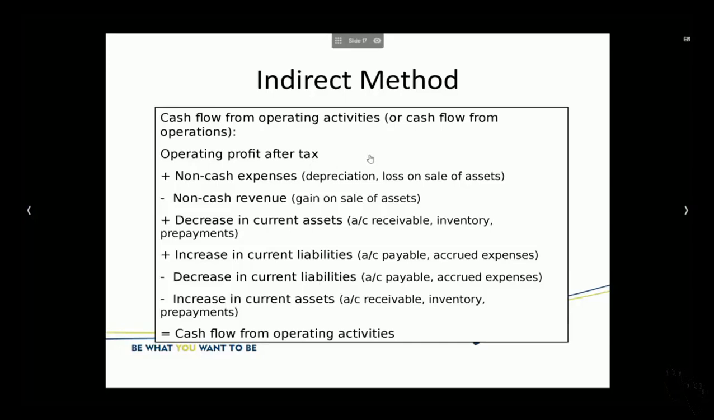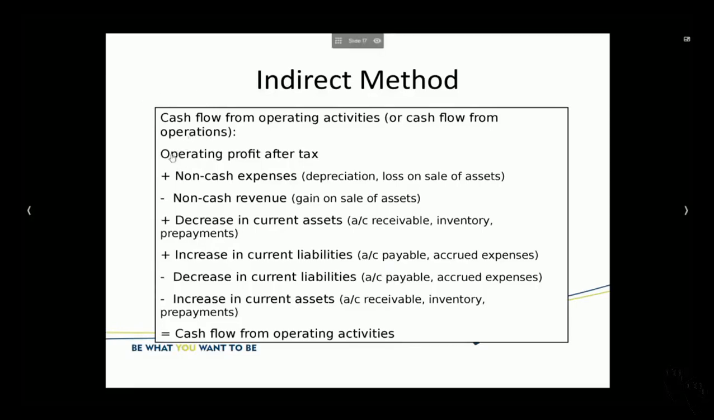In our next example, which uses the same company, Maria Limited again, with a few extra bits of information, we're going to learn how to calculate the increases and decreases and where they get put. So this is your little structure for calculating cash flows from operating activities using the indirect method.